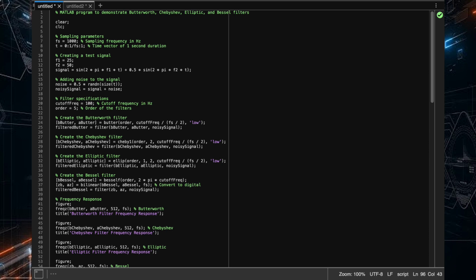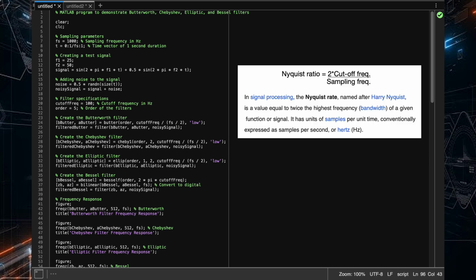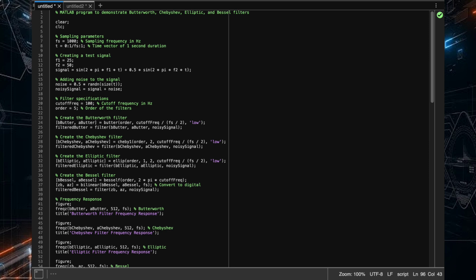Now talking about programming the filters, defining the order, the Nyquist ratio, also called the normalized frequency, which is twice the cutoff frequency upon the sampling frequency, and mentioning the filter type is common. The difference occurs in the frequency response. First, the Butterworth filter has no ripples in the passband as well as the stopband, due to which nothing will be mentioned about the ripple amplitude while using the Butterworth function.